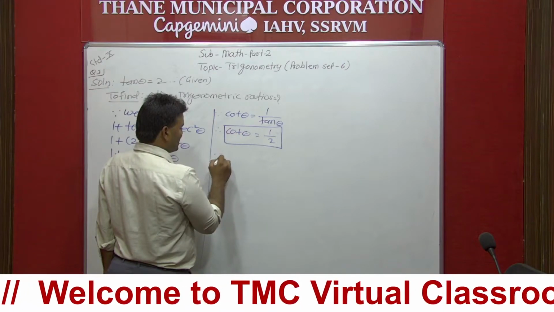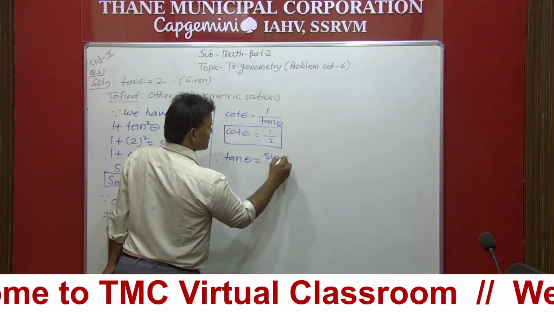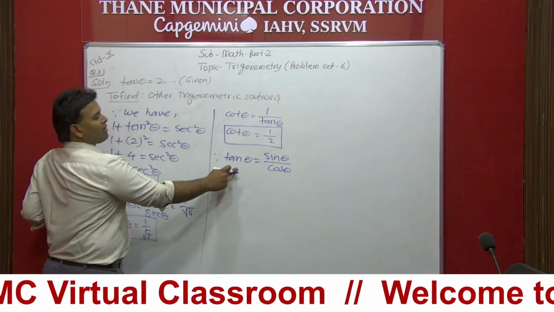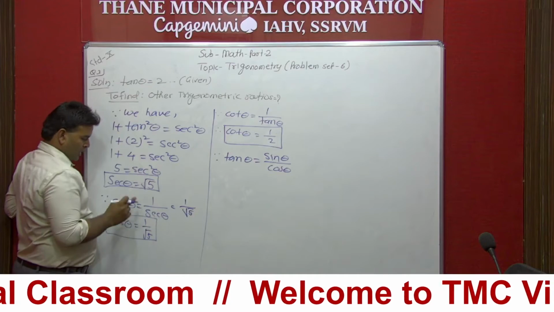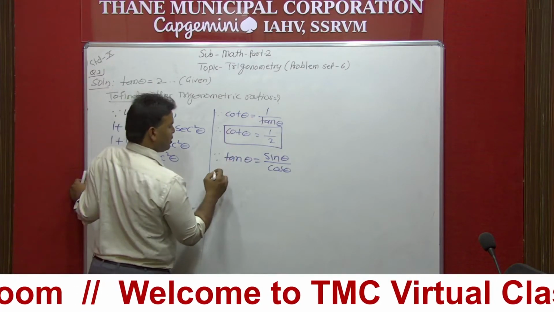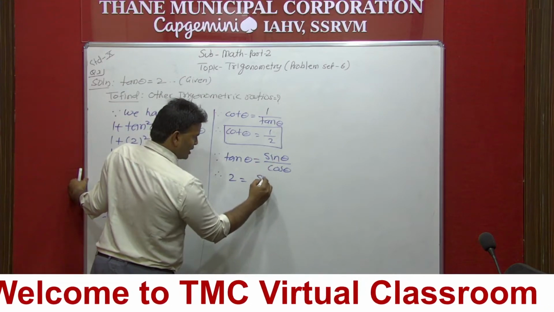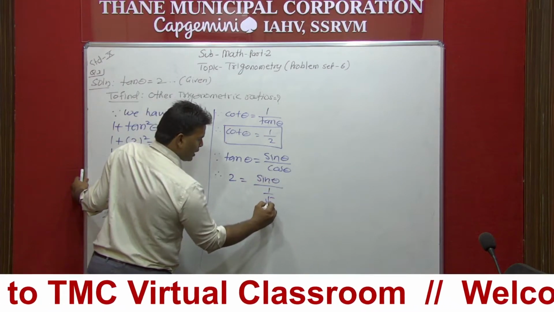since tan theta is equal to what? Sin theta upon what? Cos theta. We have tan ka value, we have cos ka value. Now see, tan ka value is 2 and cos ka value is 1 upon root 5. We can find out sin ka value. Now see here, tan ka value is 2. Sin ka value is not given. Cos ka value is 1 upon root 5.